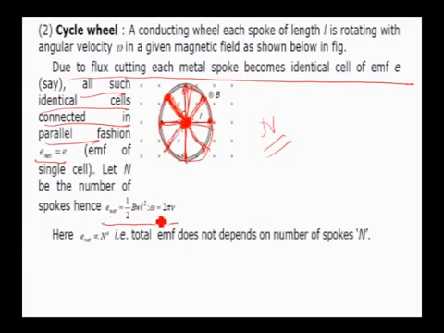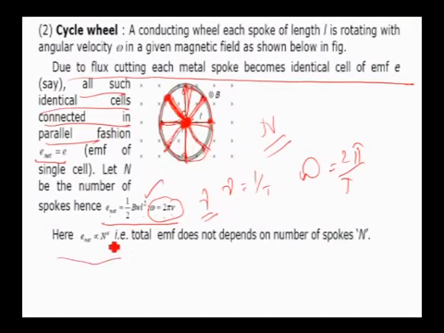that is ½BωL², where ω is 2πν, where ν is the frequency of rotation. You can write ν is equal to 1/T, then ω is equivalent to 2π/T. If you look at the final expression, we do not have the number of spokes. So E net is proportional to n⁰.